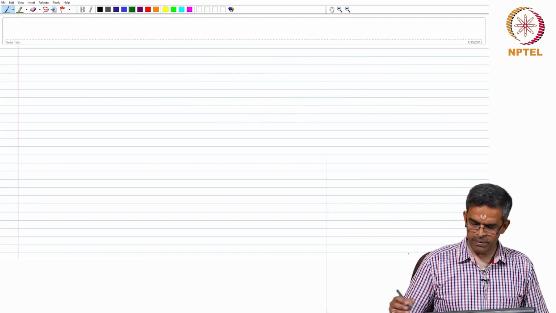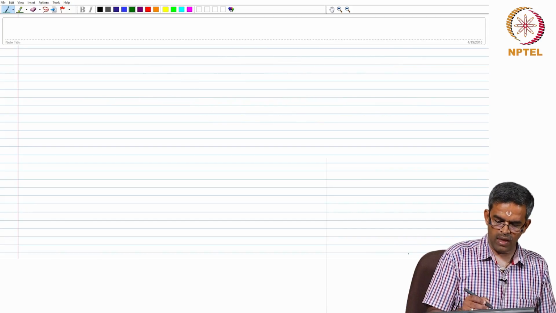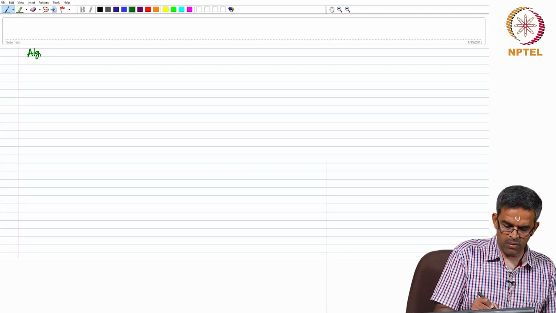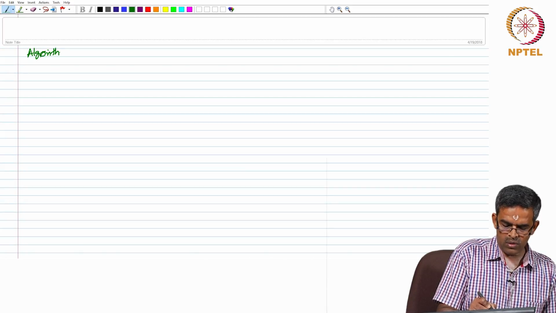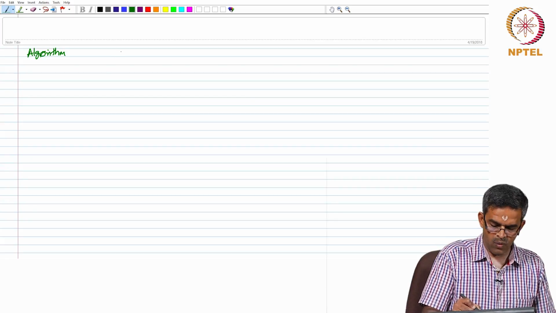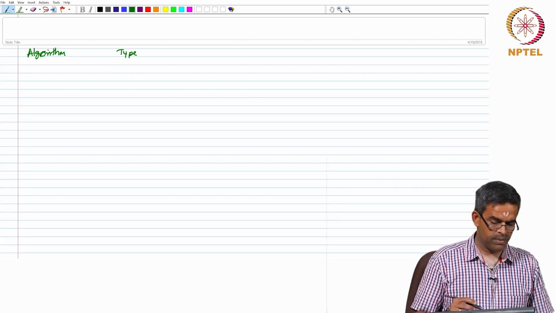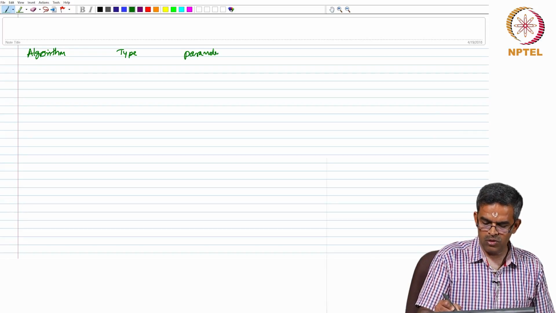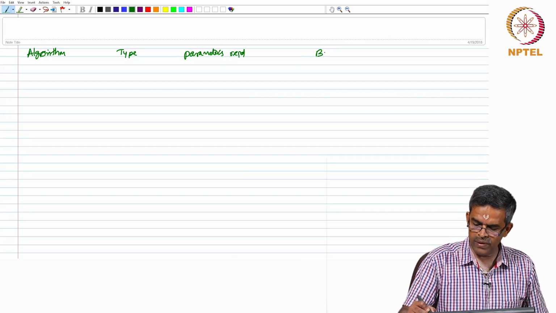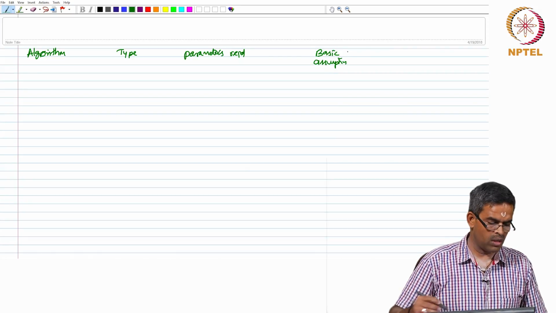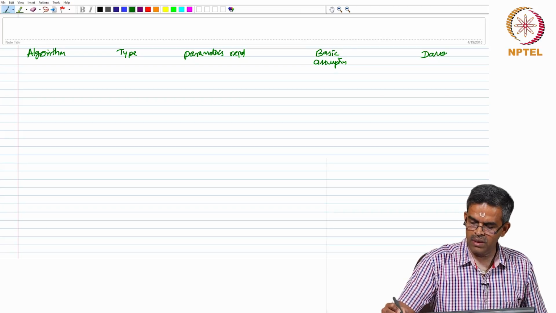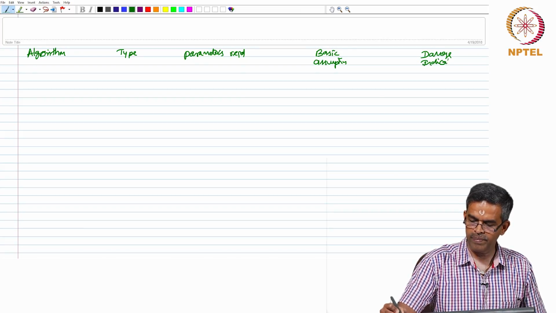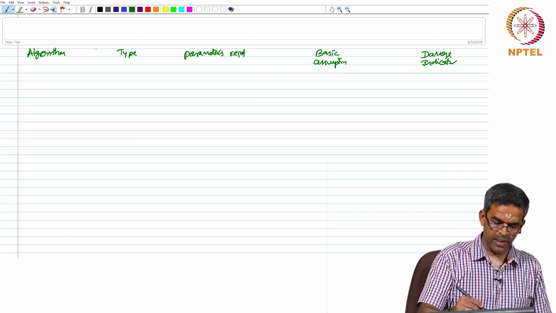Let us now compare the different methods with algorithms. Let us say the algorithm generally used by researchers, what would be the type of measurement, what are the parameters required to use this method, what would be the basic assumption of this algorithm, and what will be the damage indicator. Let us look at the comparison very quickly in a tabular form.